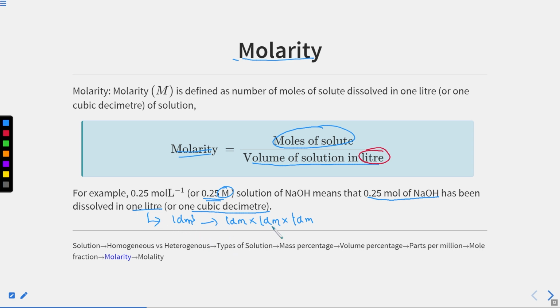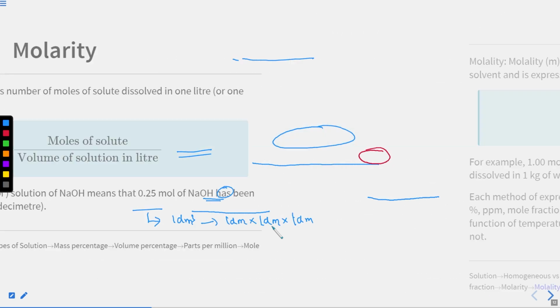So this conversion is also very important. It will be a helping hand for oral calculations. Now one more thing here.